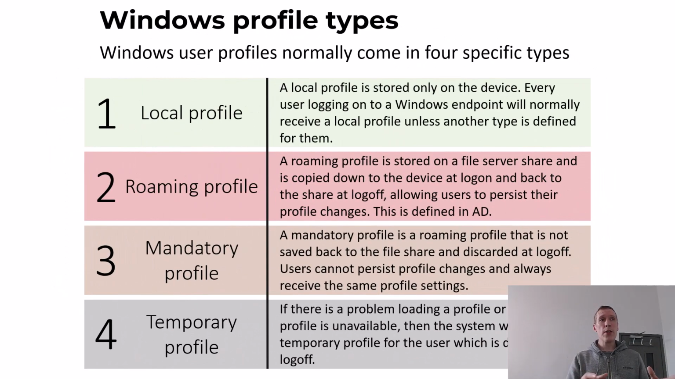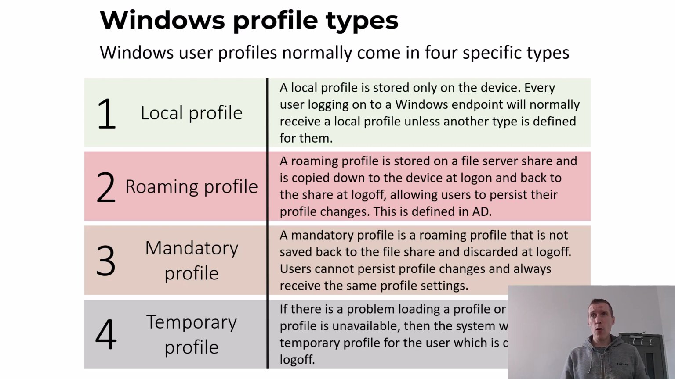Now on Windows, there are four different types of profiles, maybe more if you believe some third-party hype. But anyway, you've got a local profile, which is stored only on the device. Each user logging onto a Windows endpoint gets a local profile that's local to the device. Obviously, if you then roam from device to device, you have to create a new profile from scratch. There's also a roaming profile, which is stored on a file server share and then comes down to the device at log on and back to the share at log off, which is defined in AD or group policy.